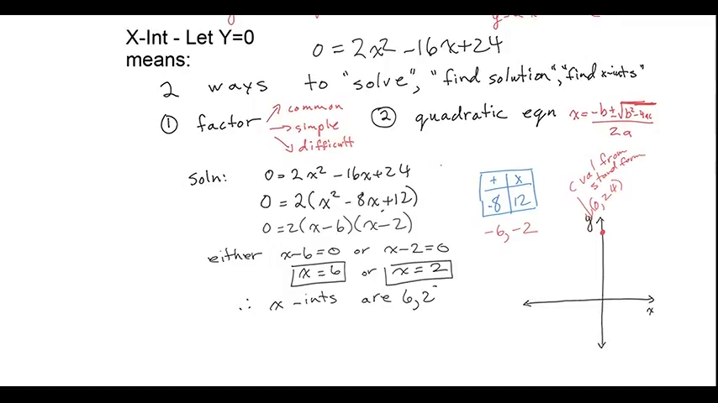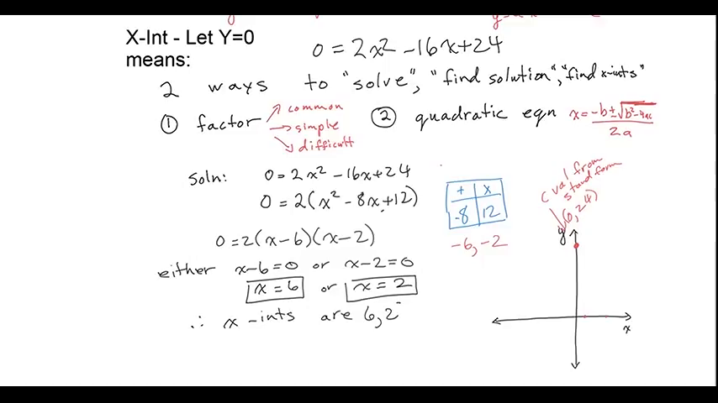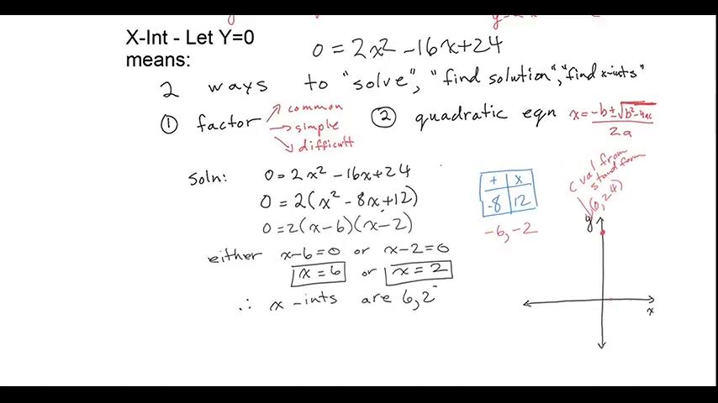Now, my other 2 points are 2 and 6. What you want to do is label your points (2, 0) and (6, 0). So when I have an x-intercept, it's the y value that is 0.